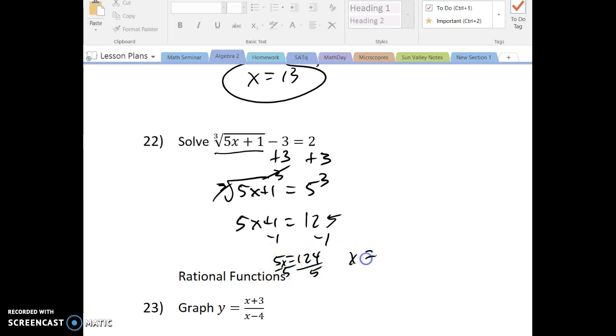So we get x is equal to like 4.95 or something. So let me check that out. 24.8. Sorry, a little off.